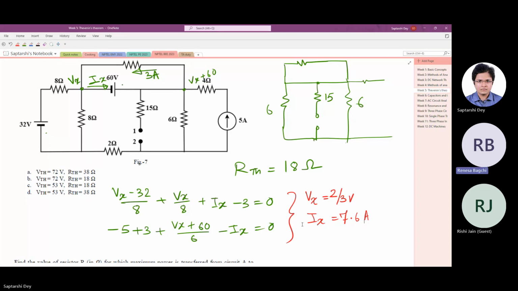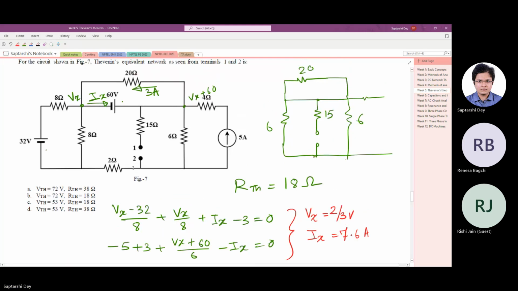Sir, I solved your equations and it's coming Ix is confirmed 7.6. Okay, let me see if the equations are correct. We took Vx here and we assumed Ix is going out. So Vx minus 32 by 8, that is going out, Vx by 8, Ix, and 3 ampere is coming in, so minus 3. This equation is correct.